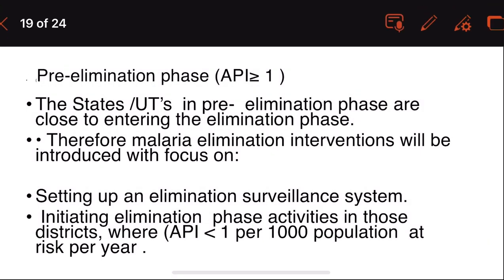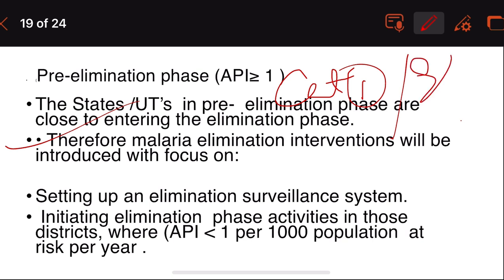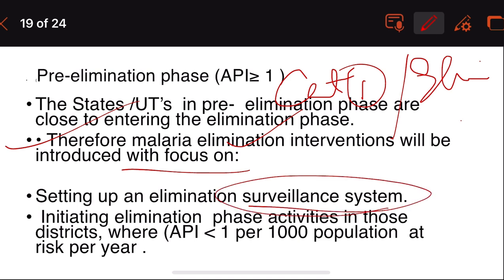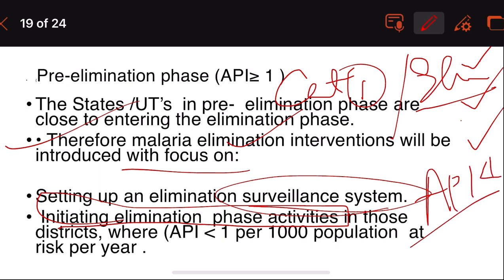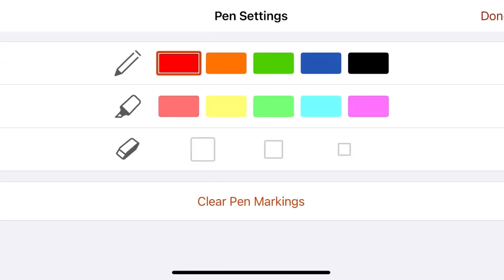Very important and very simple. Here we see it is just very close to entering the category 1, or the elimination phase. So we have to focus completely on malaria elimination and set up such a surveillance system, and we should initiate the elimination phase activities. Mostly the elimination phase activities will be initiated in the districts where API is less than 1 per 1000 population.